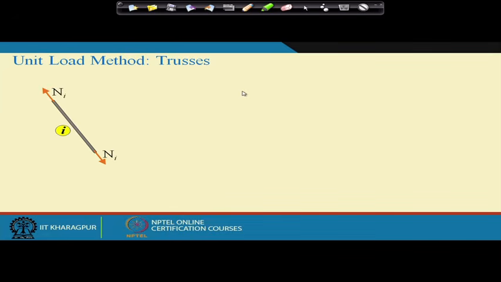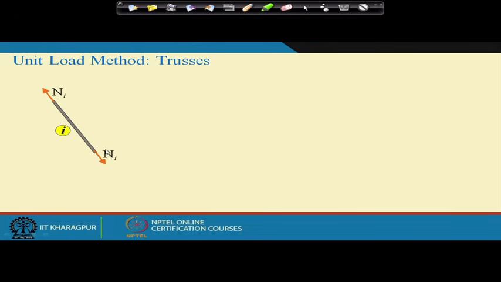So, let us take a truss element, any truss element. We know that any truss element is a two force member. Suppose this truss element is identified as I.